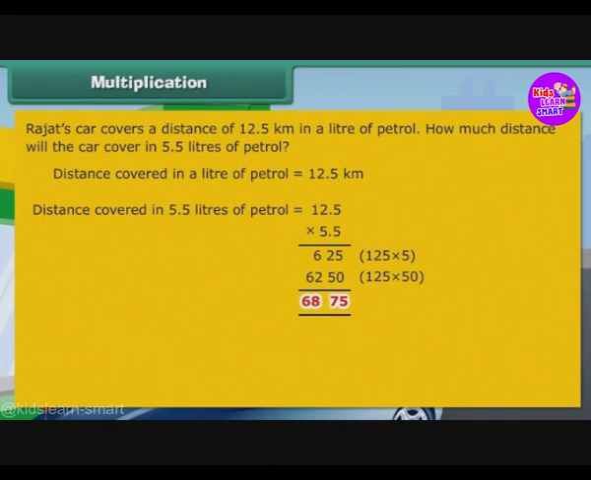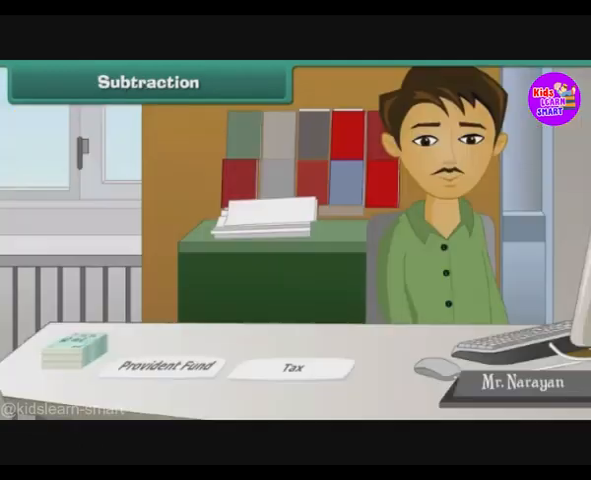6,875. As there are two digits after the decimal point, one in 12.5 and the other in 5.5, we count two digits from the right and place a decimal point before 7 in the result. Therefore, the car will cover a distance of 68.75 km in 5.5 liters of petrol.